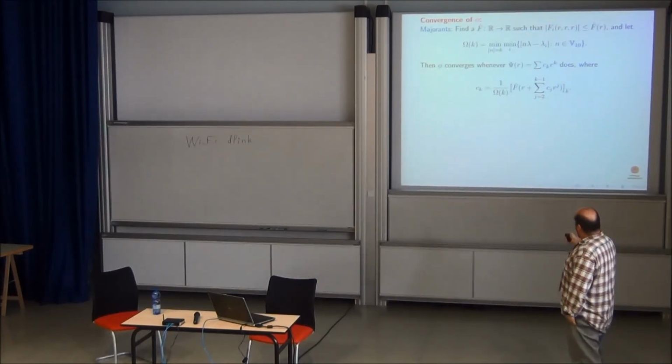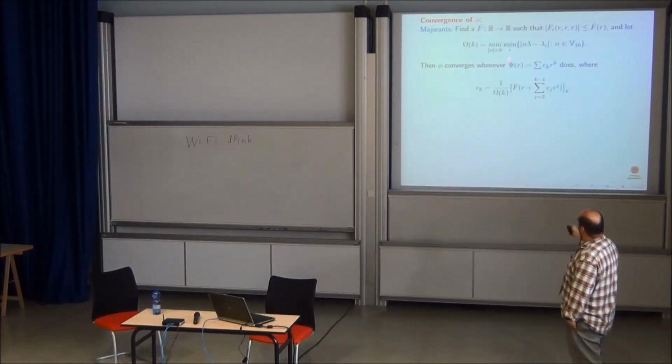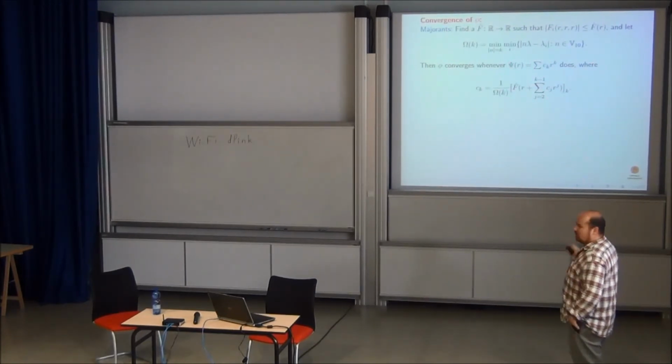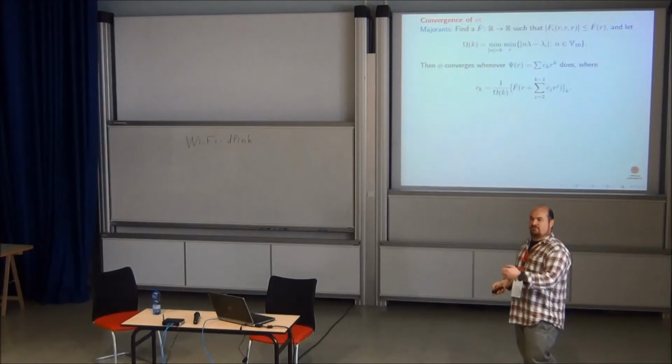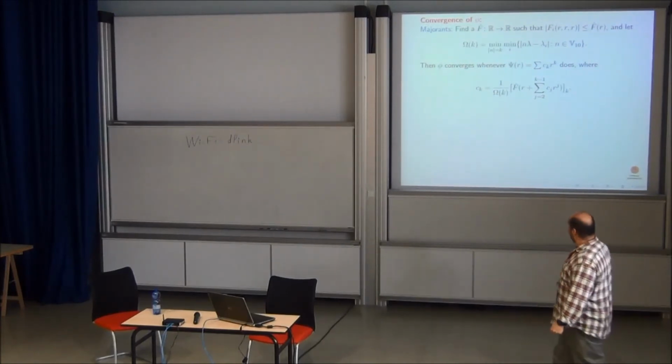So I just take the minimum of all these divisors over all components and over all orders, and I get a formal power series for this majorizing function. So I know that whenever this converges, my change of coordinates will converge too, because it has smaller coefficients.